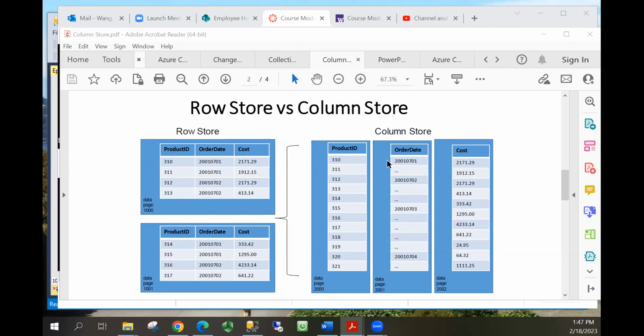But if we have column store on hard drive, the data is stored column by column. So product ID, data for this column is stored together. And data for order date is stored together. And then cost, right? And these are different architectures. What are the ramifications?